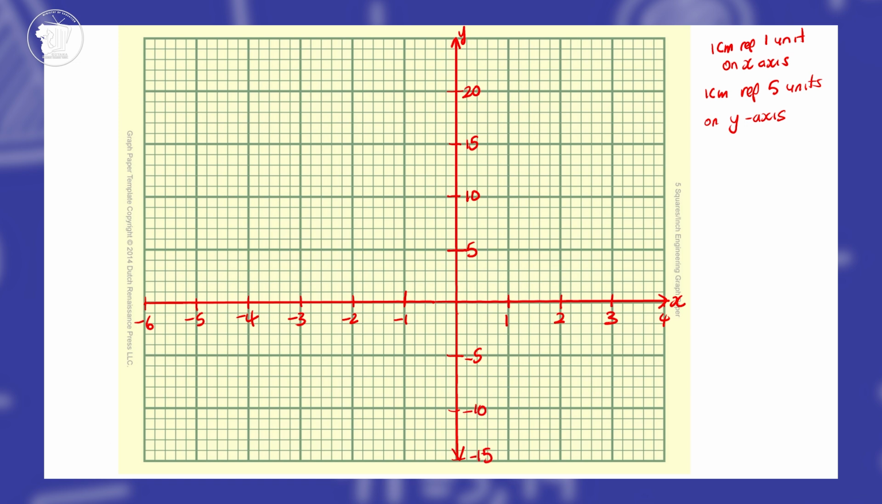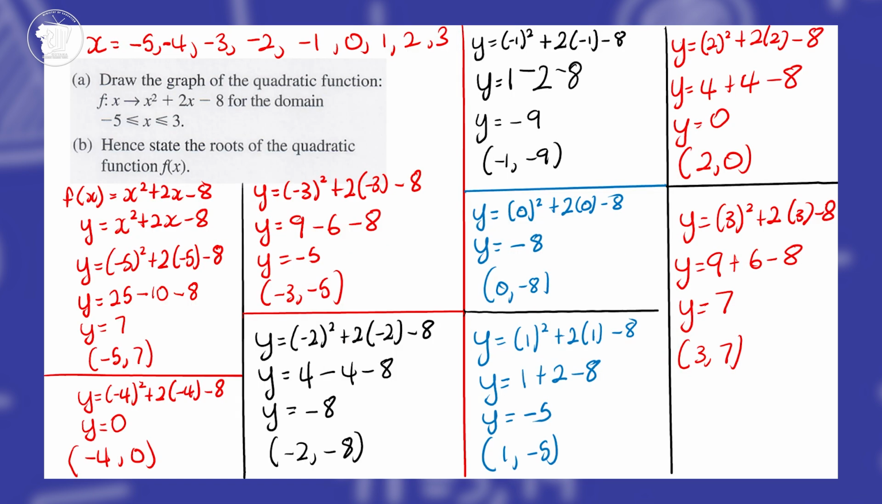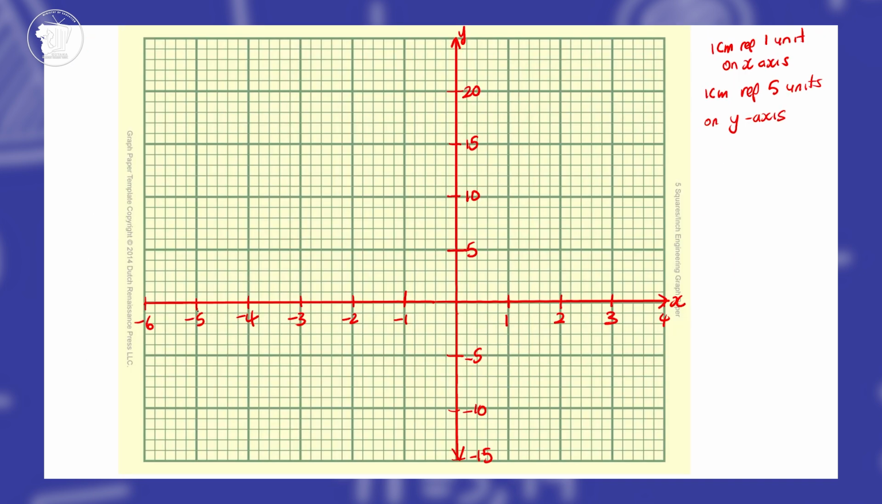So now let's use our coordinates to plot on this graph. We see we started off with the first point, which is negative 5 and 7. So we go across to negative 5, and we go all the way to 7. So we see here is 5, so 5, 6, 7. So there would be 7.